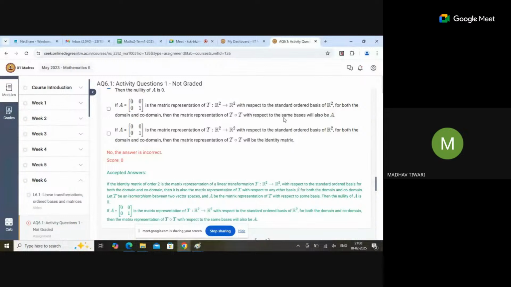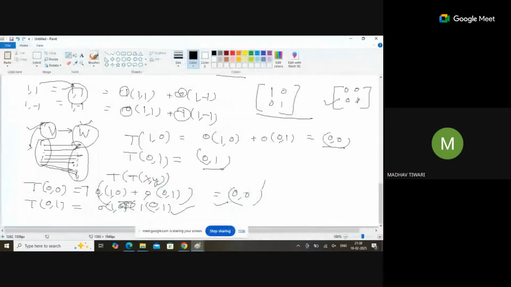What is the difference between these two options? It is saying identity matrix. No, it is not going to be the identity matrix. We have seen so far that it is going to be the same matrix, not the identity. So that's why this option is wrong.